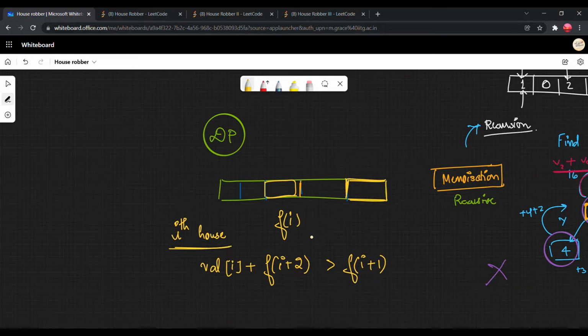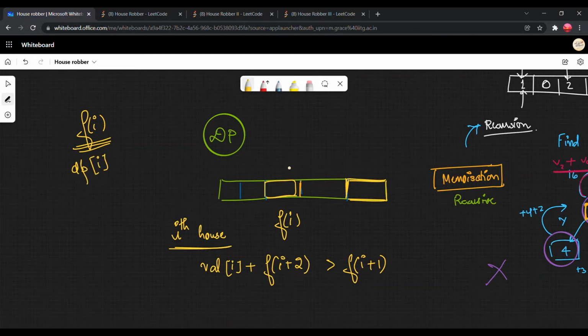And then if it's greater, then I would say, hey, f of I is equal to val of I plus f of I plus 2. Otherwise, I would just say f of I plus 1. So this f of I, which I'm writing, is what we're going to store in an array. So we're going to say dp of I, okay?